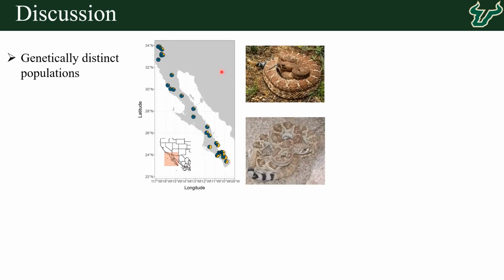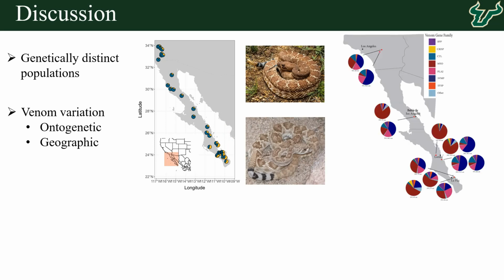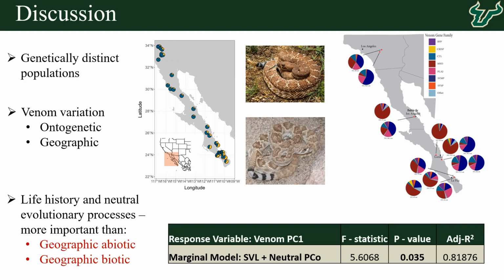So from this, we have found that Crotalus ruber has two genetically distinct populations, one in the north and one in the south. Crotalus ruber also undergoes significant ontogenetic and geographic venom variation. And most importantly, life history or selection across time, along with neutral evolutionary processes, explain the most variation in venom expression. And these factors were more important than geographically variable abiotic or biotic factors.